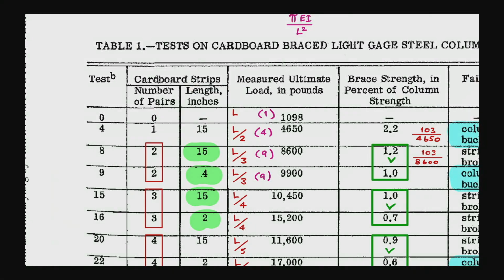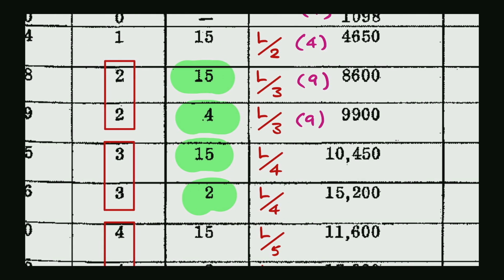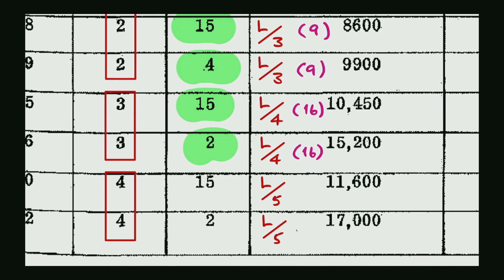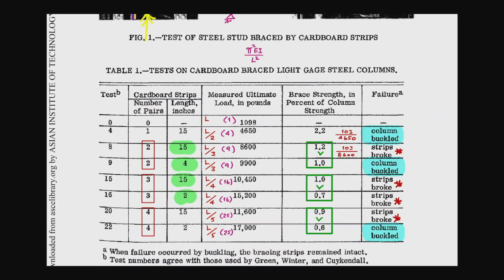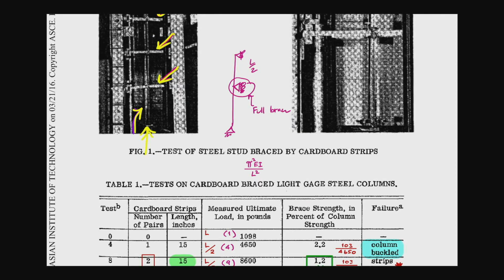And then more braces were installed in the other specimens. So now you have 4 equidistant unbraced lengths, and that makes the column stronger by 16 times. Lastly, you install 4 brace locations, making the unbraced length L/5, so you expect 25 times higher for the capacity. Then now we come back to see the result from the measurement.